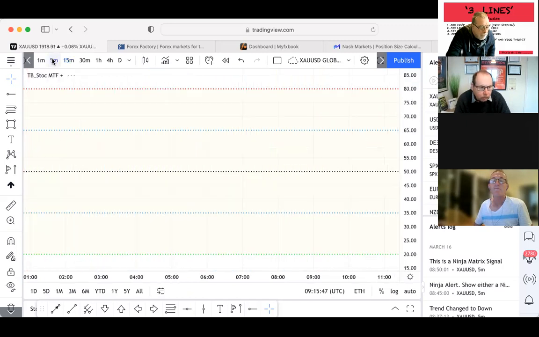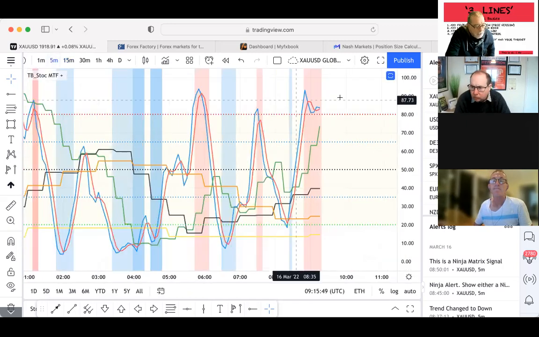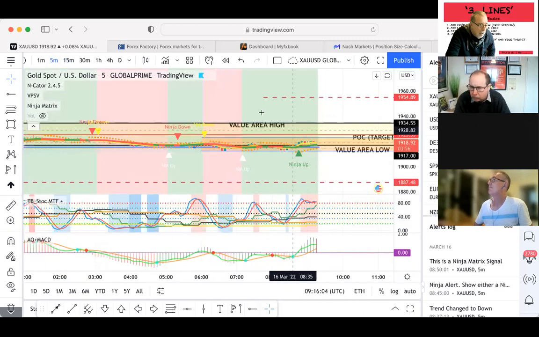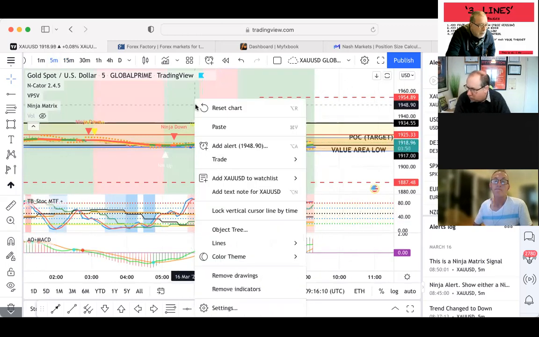We'll go on the 5-minute. The 5 minute is already in the extreme. So we've got red here saying it's possibly going to turn downwards. The green one, the 15-minute, is not far off the top. So we've got conflicting information. So beware is how I would sum that up.